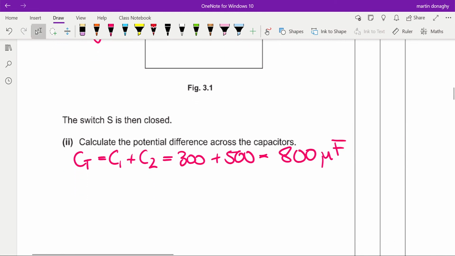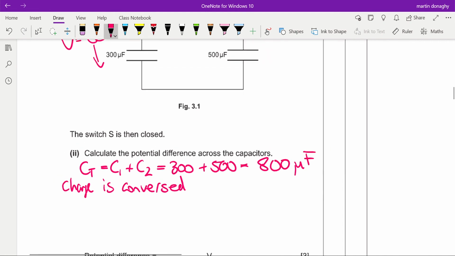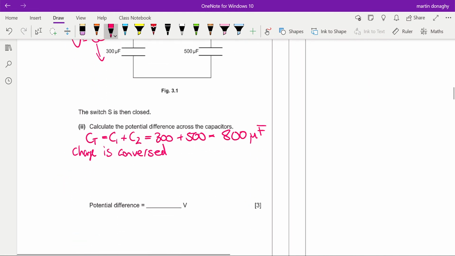The next thing we need to say is that charge is conserved. So although some of the charge from the first capacitor is going to move around to the second capacitor, the total charge on those two capacitors when you add them together is going to be the same as above, which was 0.18 coulombs.